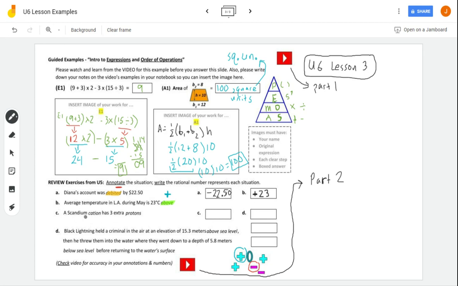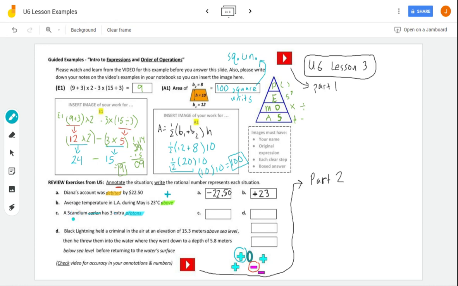All right, a scandium cation. You spell or pronounce this word like cat and then ion. So cation has 3 extra protons. Okay, so unlike yesterday, we're dealing with a cation, and cations always have more protons than they have electrons. So this particular cation, oops, sorry, this should be highlighter. Cation has extra protons. Extra is not important because you could have extra debt, and so that doesn't mean anything. Or it could be extra cold, so that doesn't tell us if it's positive or negative.